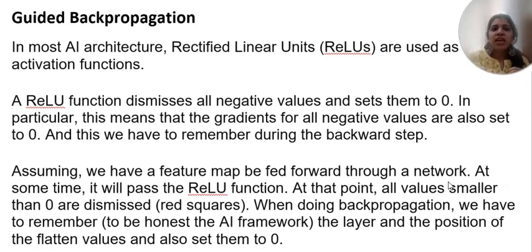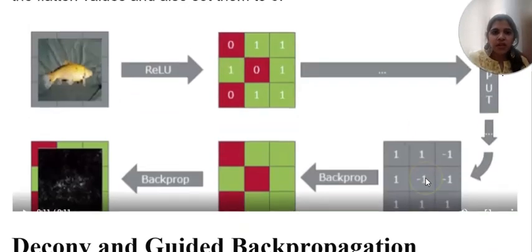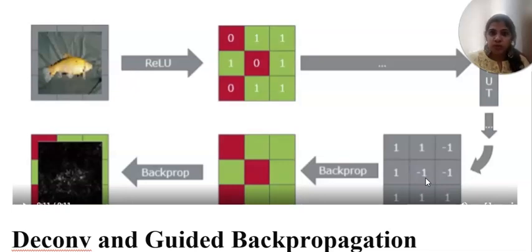Assume we have a feature map fed through a network. At the same time, we pass it through a ReLU function, and it dismisses all the smaller values and sets them to 0. So when doing backpropagation, we have to remember the layer and the position which is discarded. For example, if we take this process, this is the activation of the image. We passed it through the ReLU and the red square is set to 0.